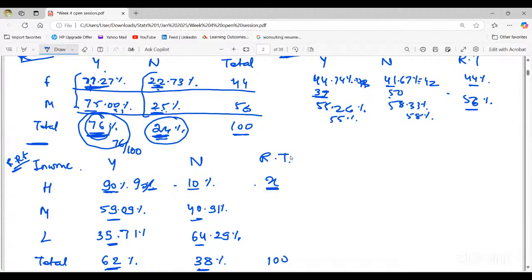No, I have not written the row total actually. Should I make the whole table? Yes, ma'am. But when we are comparing, there is a column total only, so we are comparing through the column total only, na? That's what I was saying. This percentage we are comparing it. Okay, ma'am.